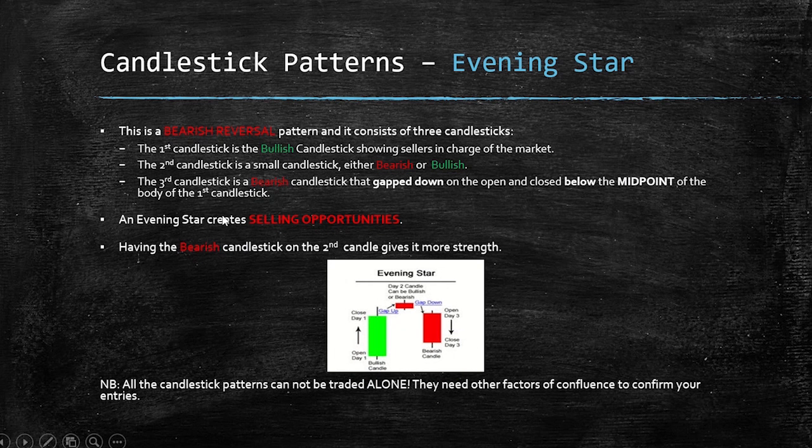An evening star. This one is a bearish reversal pattern. It consists of what? Three candlesticks. The first one is going to be the bullish candlestick, and then the second one is going to be either bearish or bullish, and it's going to be smaller actually. And the third one is going to be a big bearish candlestick, which is going to engulf the second one and also engulfs up until above the half of the first candlestick. So this one creates what? Selling opportunities.